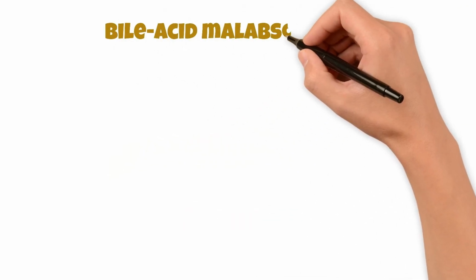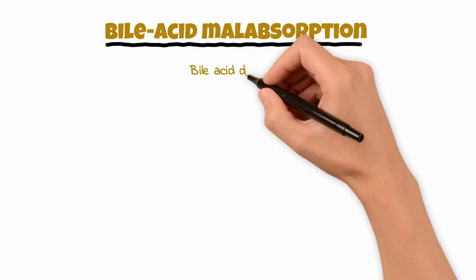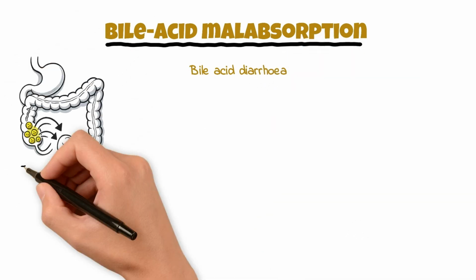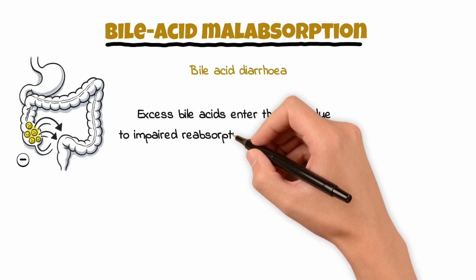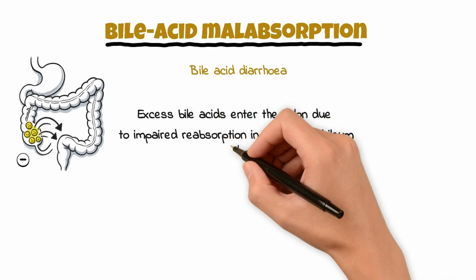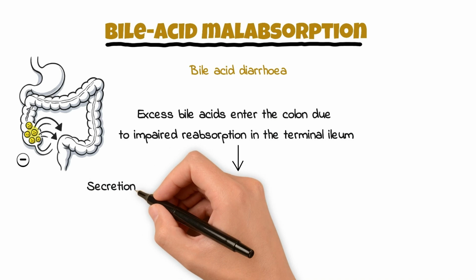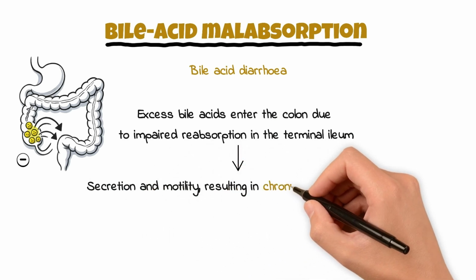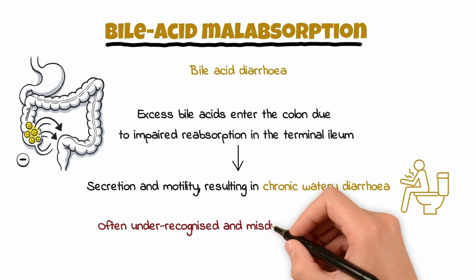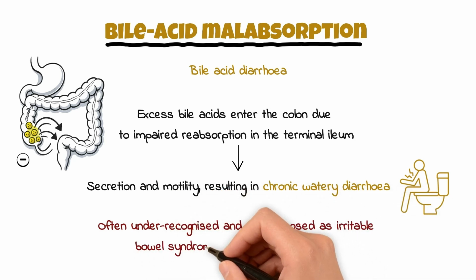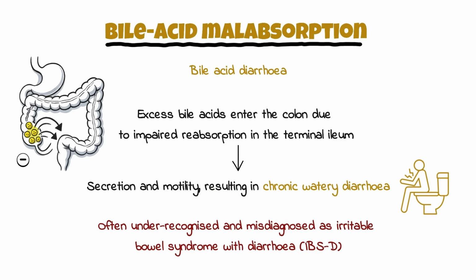Bile acid malabsorption, also known as bile acid diarrhea, is a disorder in which excess bile acids enter the colon due to impaired reabsorption in the terminal ileum. This stimulates secretion and motility, resulting in chronic watery diarrhea. It is often under-recognized and misdiagnosed as irritable bowel syndrome with diarrhea.